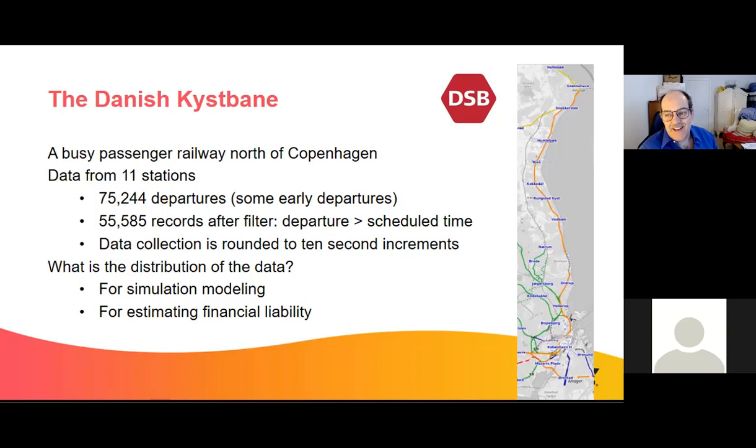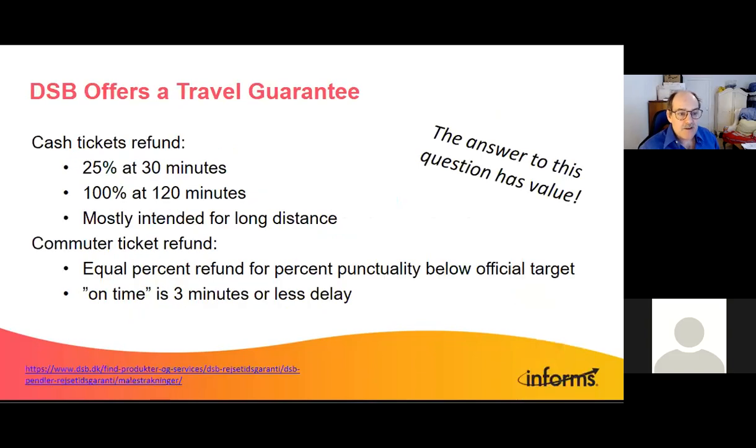So out of that data, if we take out only the late departures, so the 55,000 late departures that are non-negative, zero or positive delays, and then we want to model this. We want to see what the data is. So what did we do? And why are we doing this? Why do we care? Who cares?